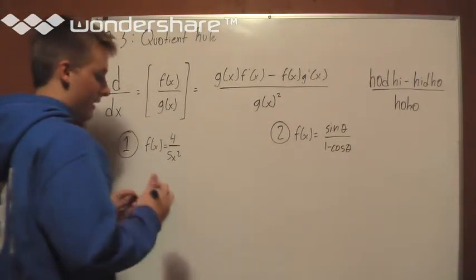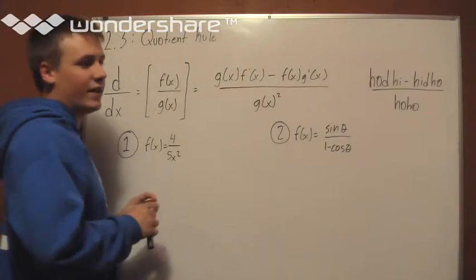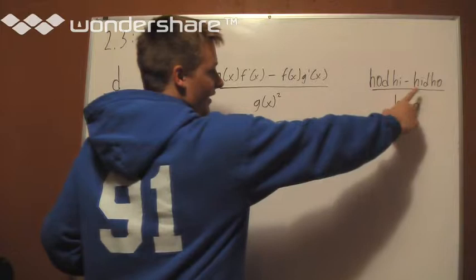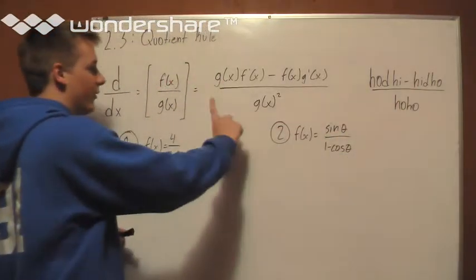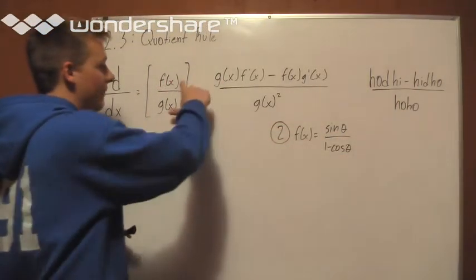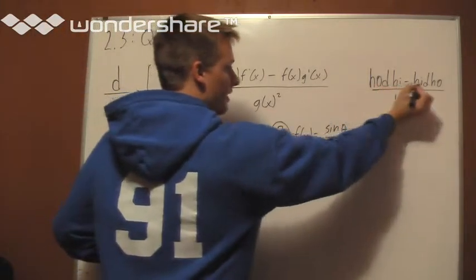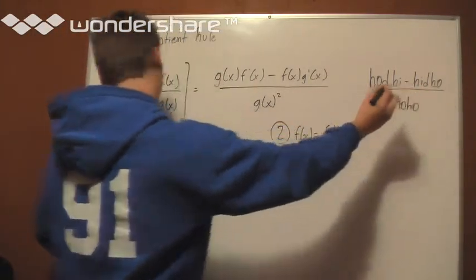A way that I was able to learn this, I got from my lovely calculus teacher, Miss Surles, is ho-de hi minus hi-de ho over ho-ho. Ho standing for the low, hi standing for the high, and the d is in front of whichever problem has to be derived, which in this case are the last two.